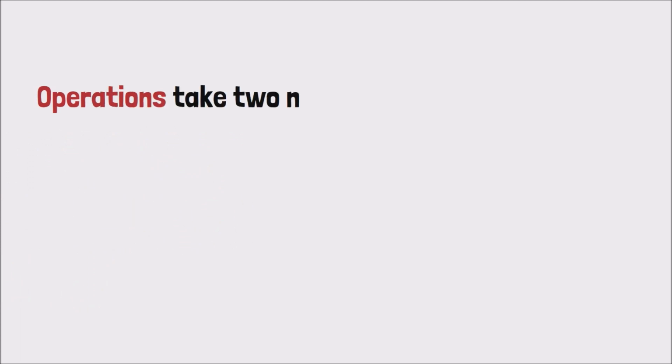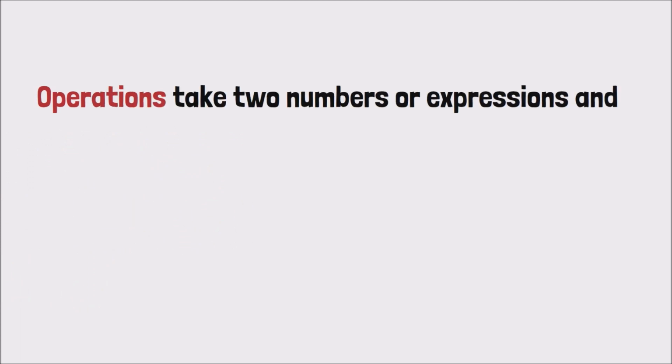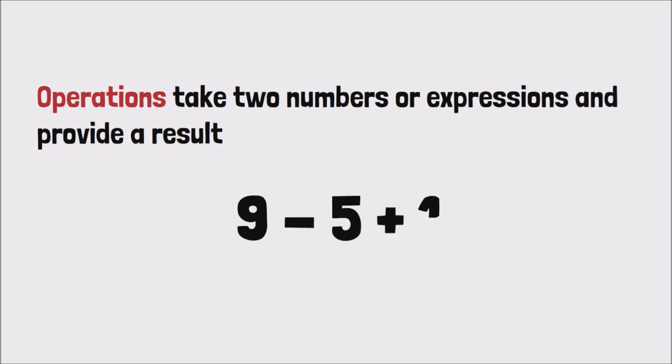Operations in math take two numbers or expressions and provide a final result or answer. But sometimes an expression can have more than one operation. Say for example, 9 minus 5 plus 1. Now, one person might say, I think we can add first, and they would add the 5 plus 1 to give 6, and then subtract 9 minus 6 to give 3.